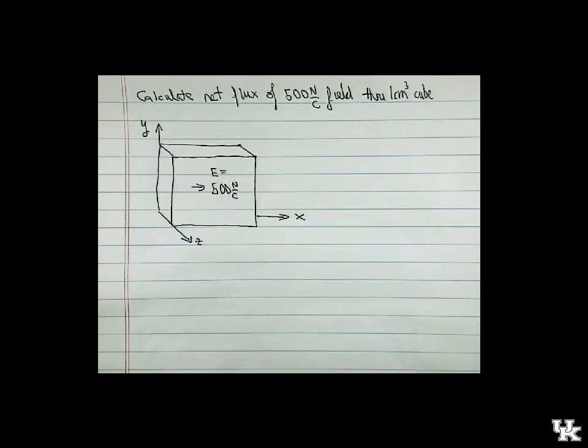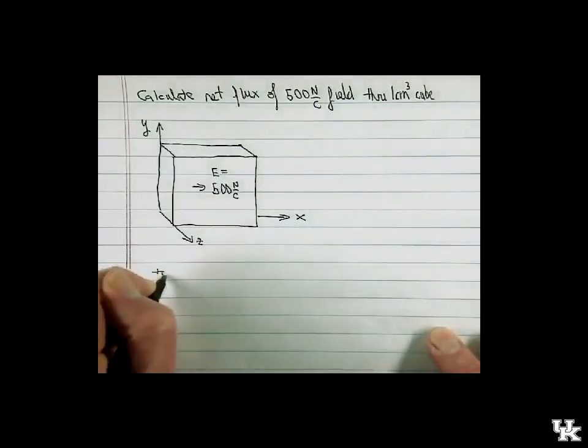I recognize a cube has 6 faces: a top, a bottom, a left, a right, a front, and a back. I'm going to calculate the fluxes through each of the 6 faces: flux through the top, flux through the bottom, and so on. Then, once I've calculated the flux through each face, I can figure out the net or total flux through the cube by adding those 6 fluxes up. That's the way I'm going to calculate the total flux through this cube. Let's start.